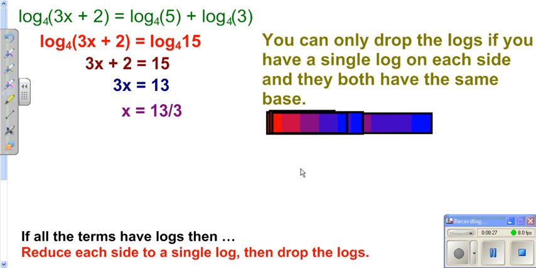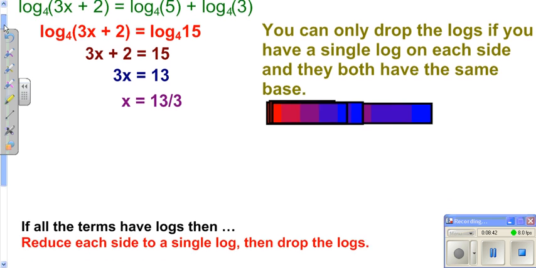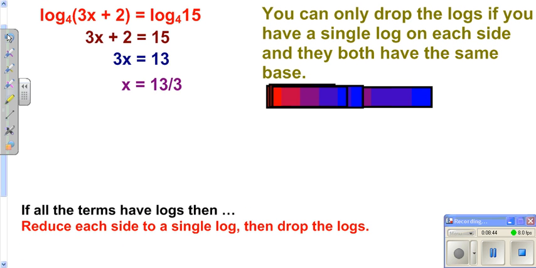You then also want to check, does my 13 over 3 cause me to get a negative after my log? 13 over 3 times a 3 plus a 2, definitely not going to be negative. It'll be positive, so it'll work. So, when everything does have logs, you reduce each side down to a single logarithm and then drop the logs. A lot of people will try to drop the logs before they reduce each one down to a single logarithm, and that will lead you astray.